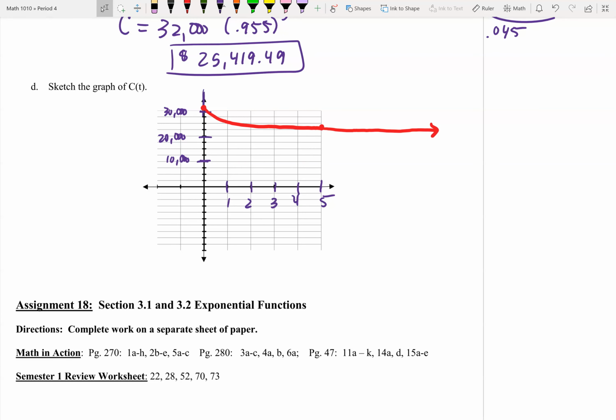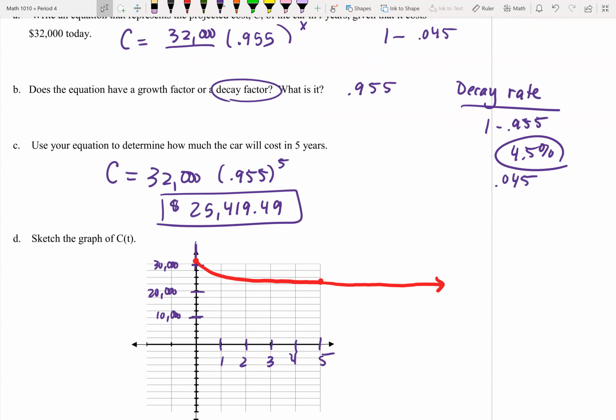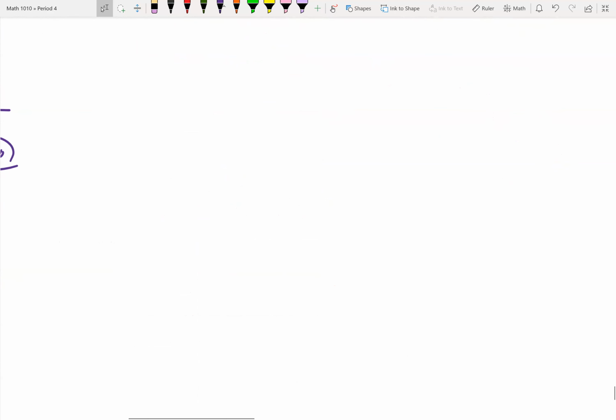Sorry, period 3. Do you have a question, sweetheart? Yeah, I'm kind of confused on the decay rate and the growth rate. Okay, I'm glad you said that.